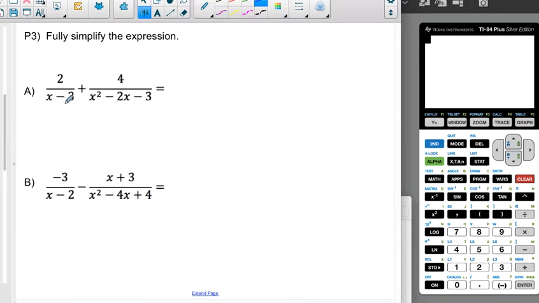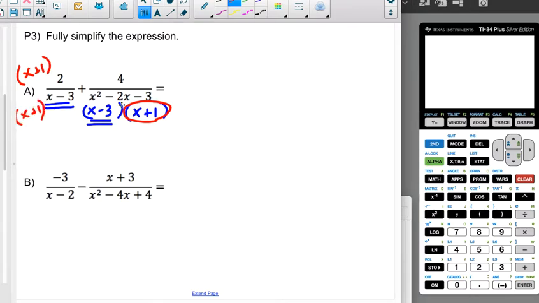So I have this x minus 3 here. It's a solid chance that there's an x minus 3 as a factor here, and sure enough, if I check, I get an x minus 3 and an x plus 1. So I've already got the x minus 3. This fraction has an x plus 1. This one's missing the x plus 1. So we multiply by x plus 1 over x plus 1.